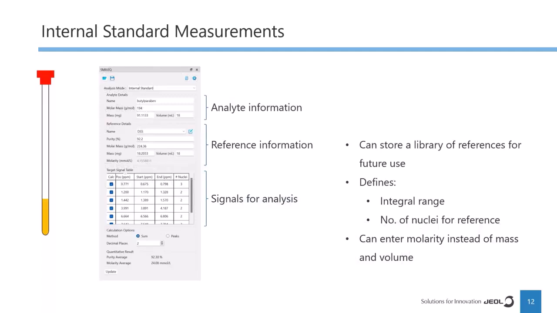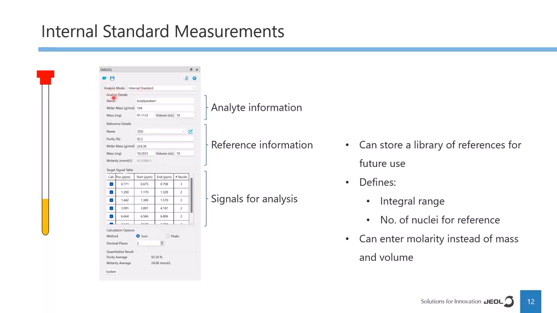So we'll start with an internal standard measurement. Here we have the qNMR panel. This is where all the information related to our quantitative experiment is undertaken. We have a drop-down menu at the top, which allows us to set the analysis mode for this particular sample. This is where we set whether we're doing an internal standard experiment or an external standard experiment, and whether this particular spectrum corresponds to the reference compound or the analyte.